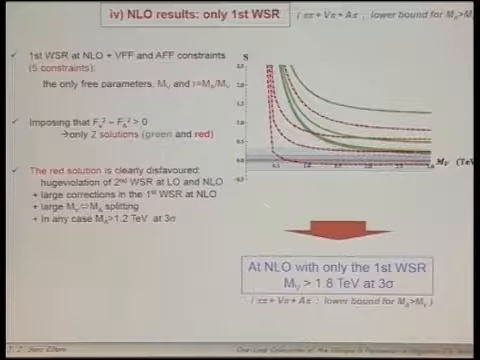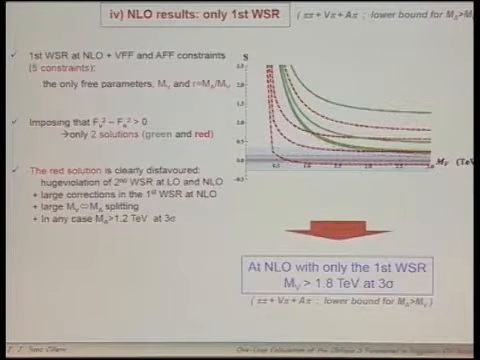First, there are huge violations of the second Weinberg sum rule, which is not really a big problem because it's not the hypothesis you make here. But in addition, you have huge corrections to the first Weinberg sum rule and next to leading order, large splitting between axial and vector, and even in this case, the axial never goes below 1 TeV.